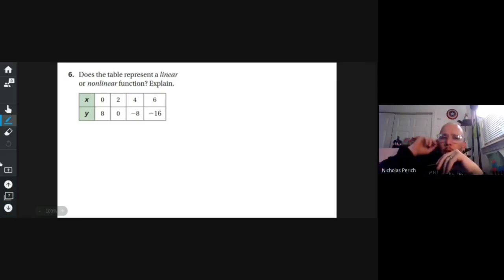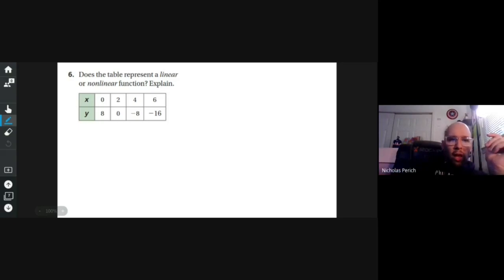Does this table represent a linear or nonlinear function? This is not the same as asking, is this a function? Yes or no, see if x repeats. Nope. Linear means it's a straight line. I don't have a picture, so what I have to do is find a pattern. If it's the same pattern all the way throughout, then it's linear. If not, it's not linear.